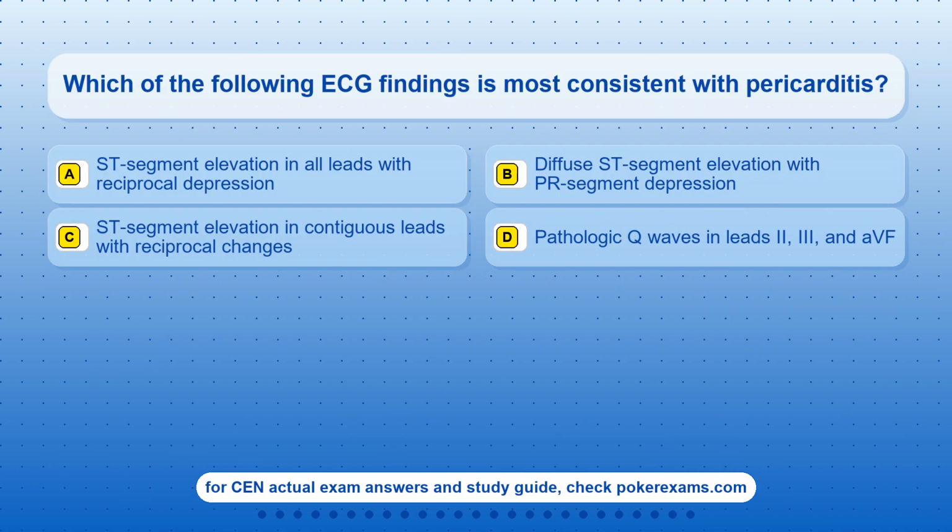Question 16. Which of the following ECG findings is most consistent with pericarditis? Option A, ST-segment elevation in all leads with reciprocal depression. Option B, diffuse ST-segment elevation with PR-segment depression. Option C, ST-segment elevation in contiguous leads with reciprocal changes. Option D, pathologic Q waves in leads II, III, and aVF.